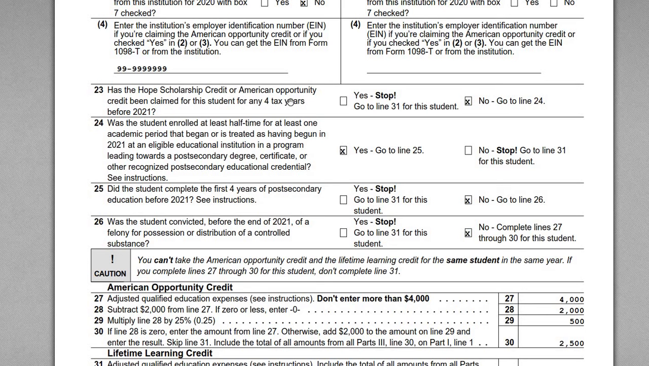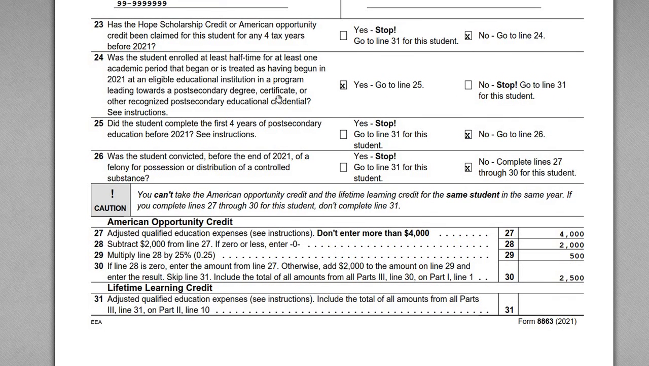And remember, that's important because the American Opportunity Tax Credit is capped at 4 years. So if you've already claimed 4 years of credit, you can't claim the AOTC again, right? You can claim the Lifetime Learning Credit, but you can't claim this again. Yes, he is enrolled half-time and he's pursuing a degree. Hasn't completed the first 4 years of post-secondary education. So that's a no.